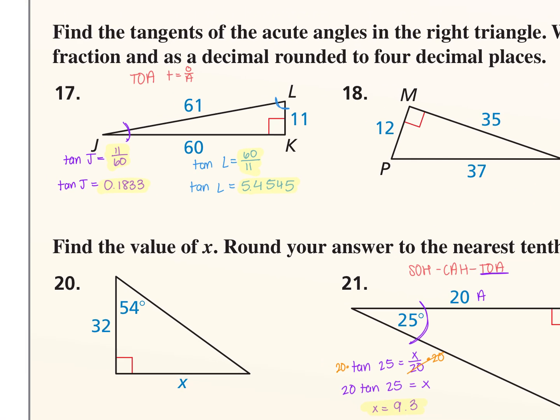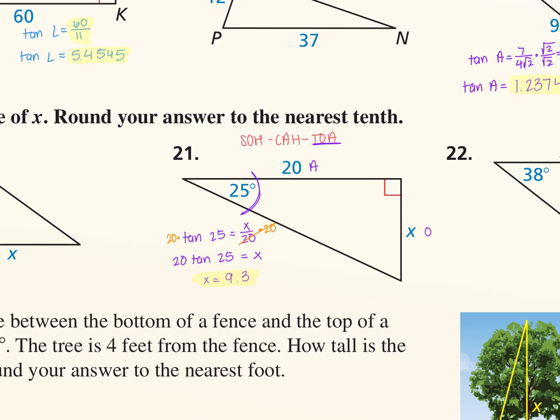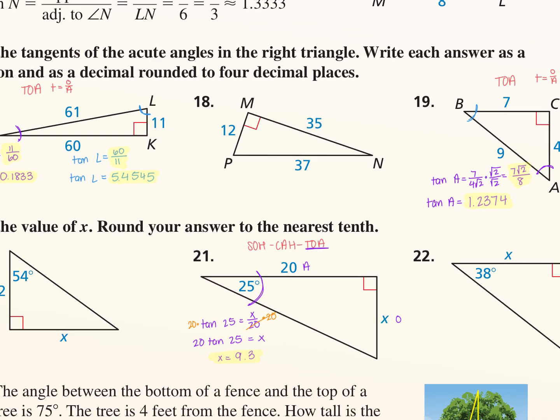How would I plug 17 into the calculator? Which one? J. So you're just doing for J 11 over 60. It's just asking for the ratio as a decimal. All right, questions on these three?